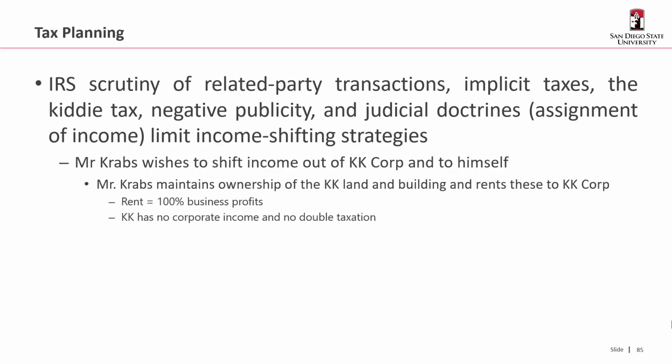So if Mr. Krabs wishes to shift income out of Krusty Krab Corp. and to himself, he can maintain ownership of the Krusty Krab land and building and rent those to the Krusty Krab Corp. And maybe he says, well, I want to get all the profits out of the corporation so there's no double taxation. So the rent I'm going to charge is 100% of the business profits. This would result in the Krusty Krab having no corporate income and no double taxation. But it also creates an untenable answer.